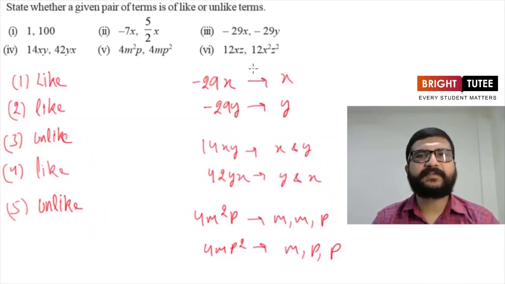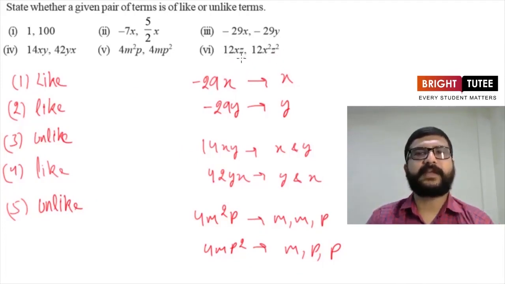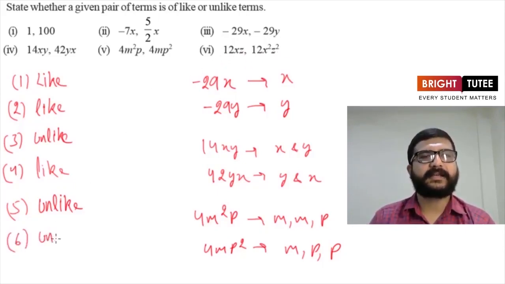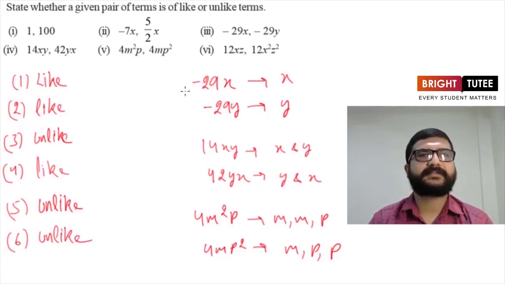Now let's see the last part of the question. It is 12xz and the second term is 12x square z square. Now here also we can see that variables used in both the terms are same. They are x and z. For the first term also it is xz and for the second term also it is x and z. But powers of these variables are not same here. So it means these terms are unlike terms. So we can write unlike for the sixth pair of terms.